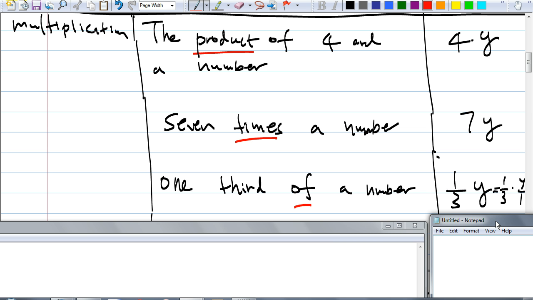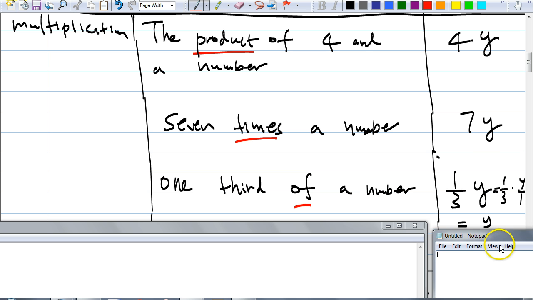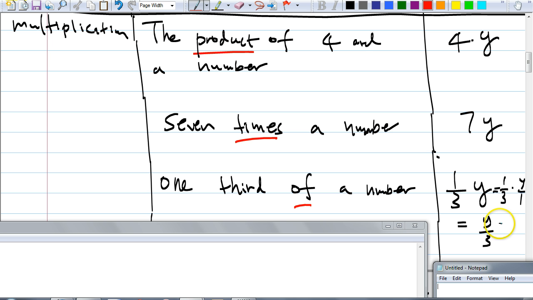Yeah, y is y over 1. And how do we multiply a fraction times a fraction? You multiply the numerators together and denominators together. So I can rewrite 1/3 y as 1/3 times y over 1. Guess what it becomes? Y over 3, because 1 times y is y, and 3 times 1 is 3. So it's okay to write y over 3. 1/3 y is the same as y over 3. Any question?